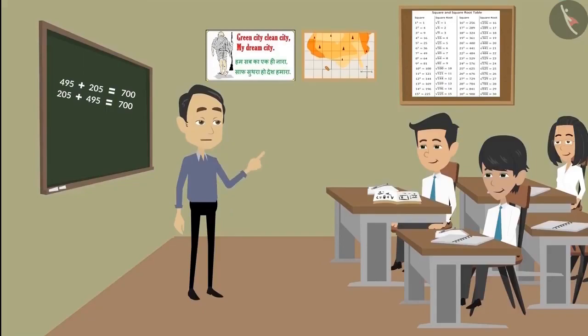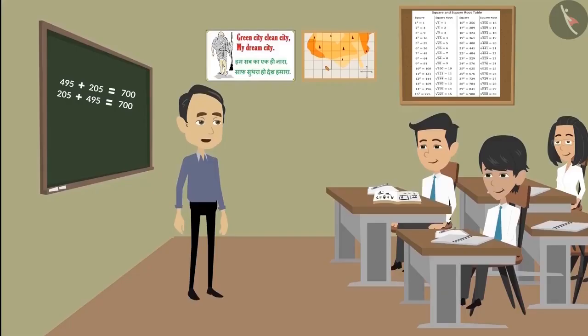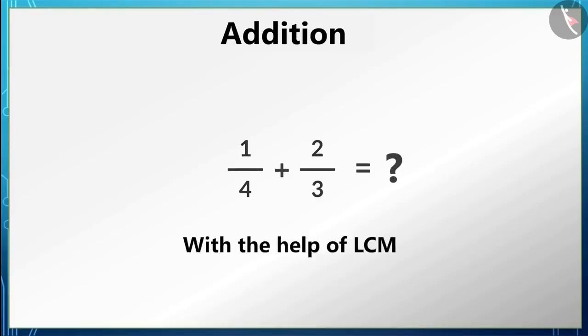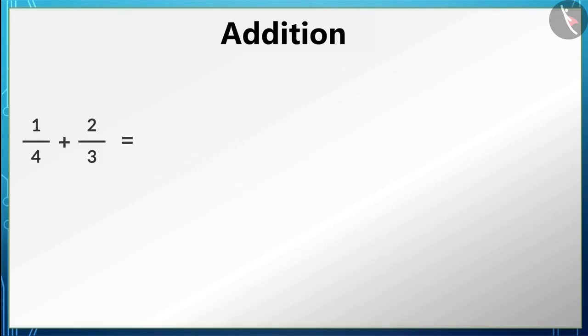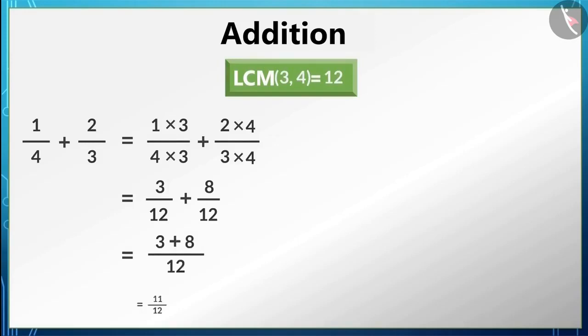Let us now discuss the commutative property of addition of rational numbers. Suppose we have two rational numbers. Now let's add them in this order. How do we add such numbers? Like we used to add fractions, with the help of the least common multiple, LCM. Here the least common multiple of the denominators is 12. Adding these, we will get the answer 11 by 12.